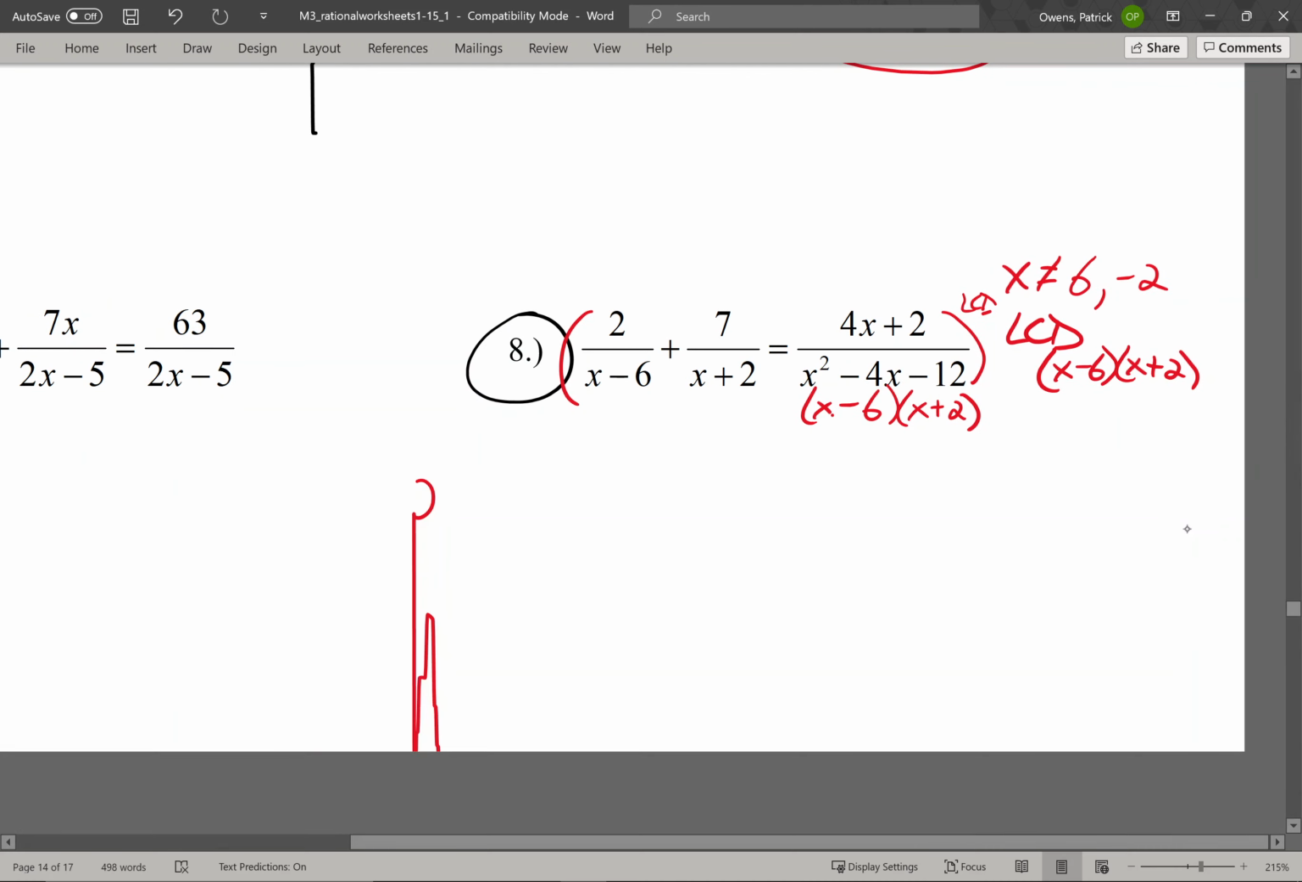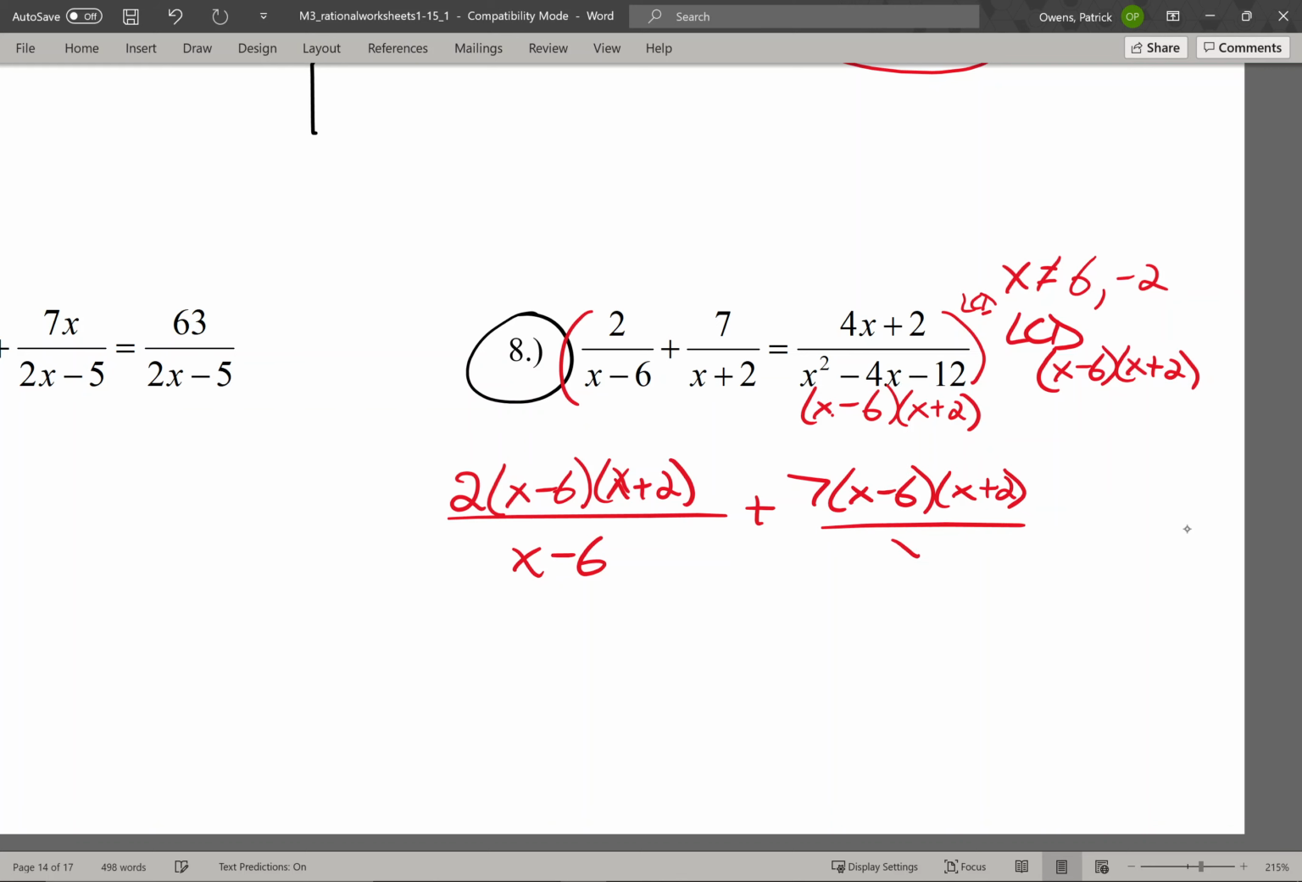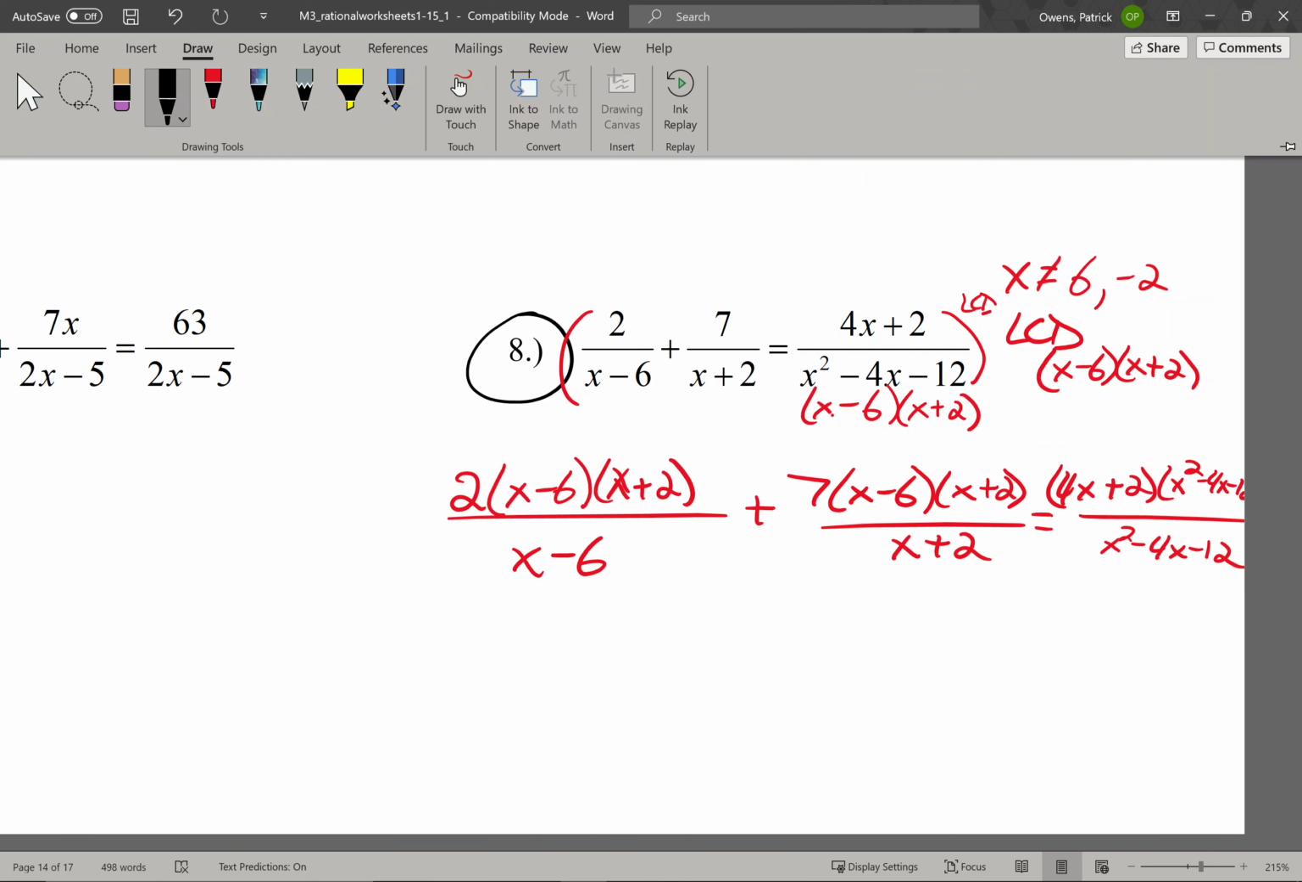So we have 2 times x minus 6 times x plus 2 divided by x minus 6. I like writing this whole step out just to make sure that you do not miss anything. And I know it's a bunch of writing, but you do have that satisfaction of all of the factoring out that happens afterwards. I'm writing this one out as the x squared minus 4x minus 12 because we know that the whole denominator is going to factor out, so we're just going to leave it like that.